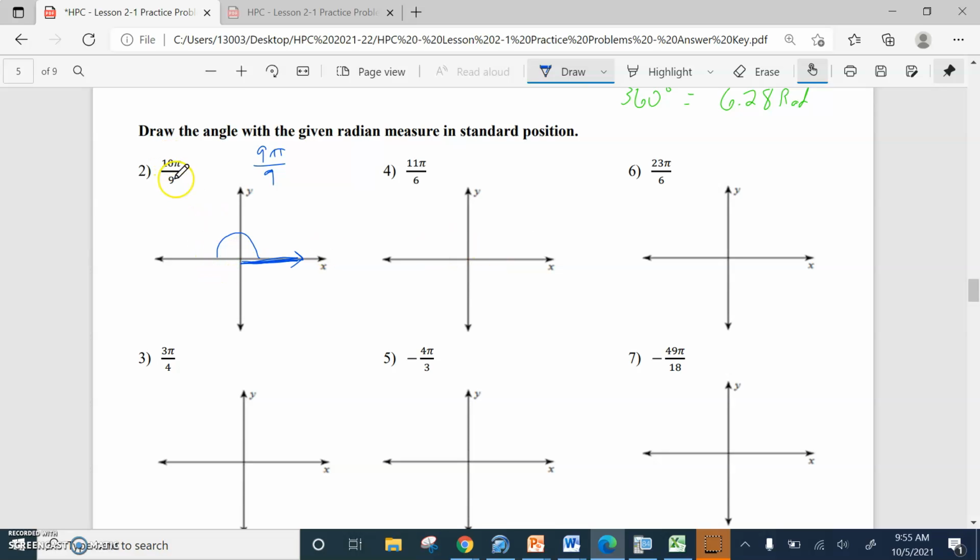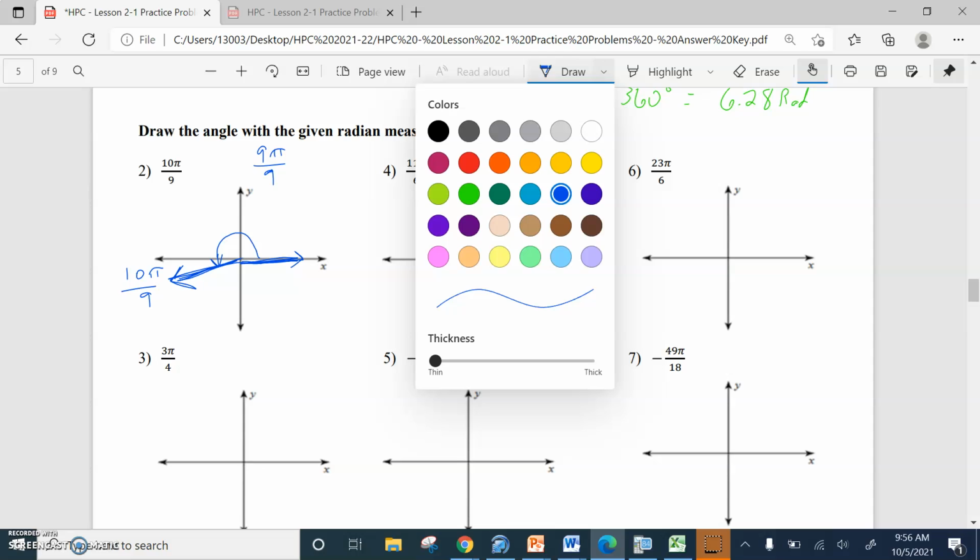But we need to go 1 more pi over 9, which is a pretty small piece, right? That's not really that much further than 180. So I'm going to draw this in, and we go all the way around like that, and I'm going to label that 10 pi over 9. Draw the angle given in standard position. So again, you always want to make sure that you have shown the initial side. It seems tedious, but let's go on to the next one.